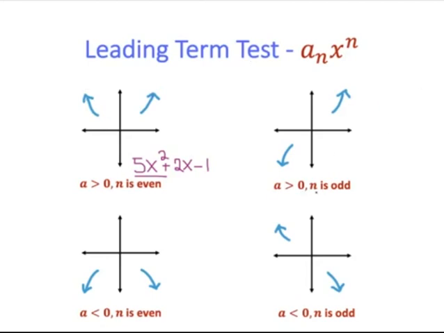If a is greater than 0 and n is odd, like for example, if you have 5x cubed instead, and then you could have some other stuff added, but 5x cubed, then in the first quadrant, your arrows are going to be pointing up, and in the third quadrant, they'll be pointing down.